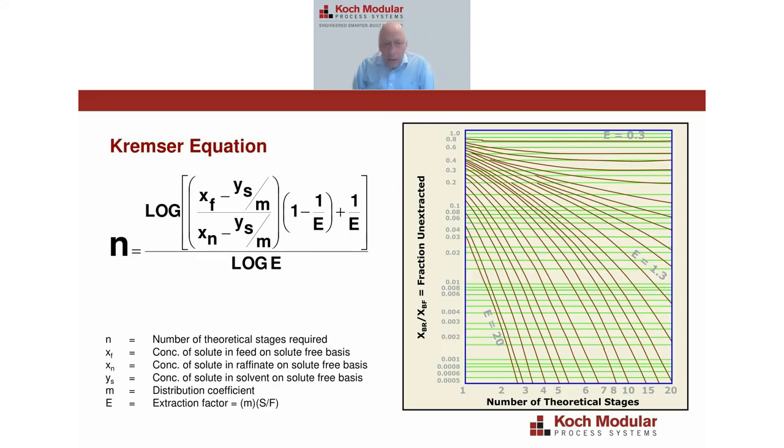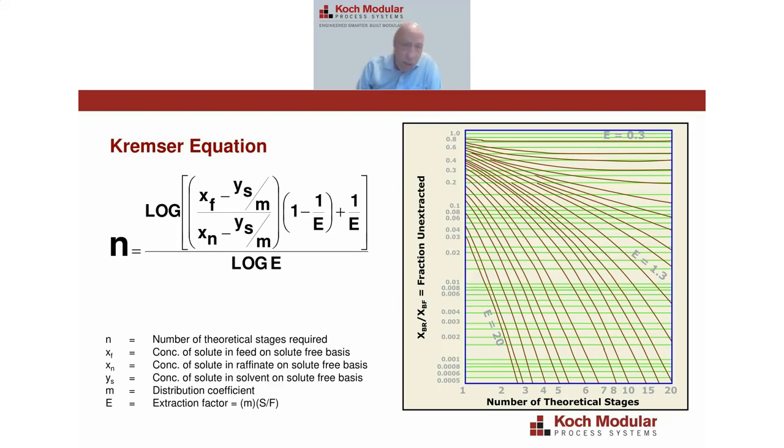You can also make your stage calculations using a Kremser equation, which is shown here. The nice thing about an equation like this is you plug it into a spreadsheet, and very quickly you look at different solvent to feed ratios, and you can look at different numbers of theoretical stages that are going to be required for your process.